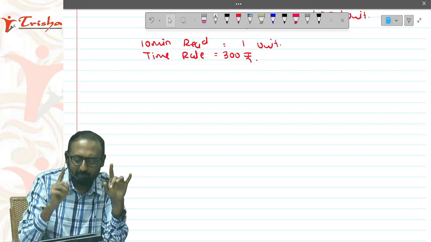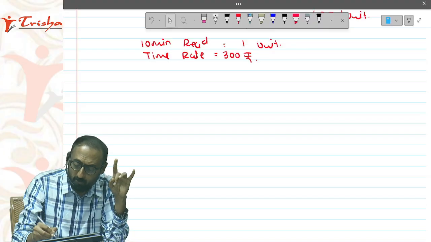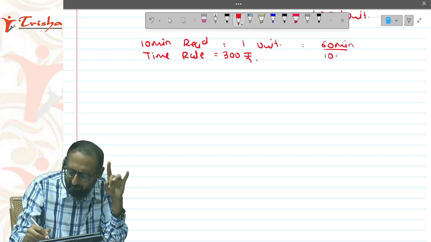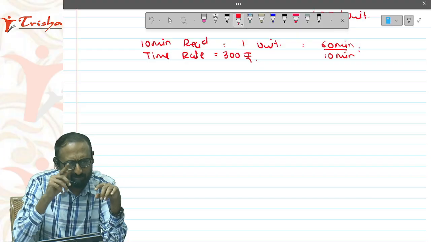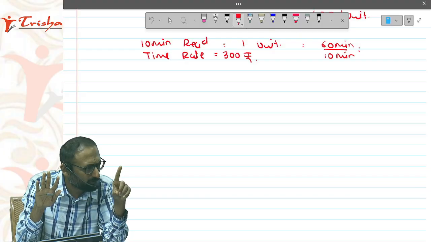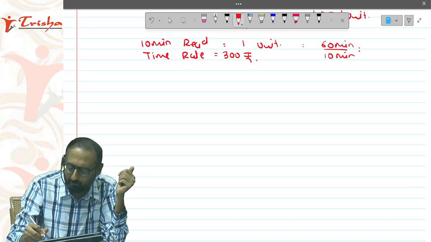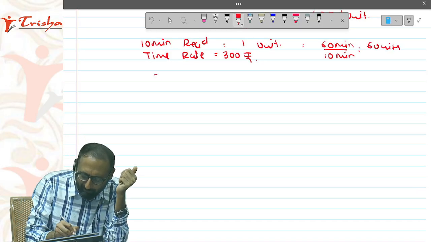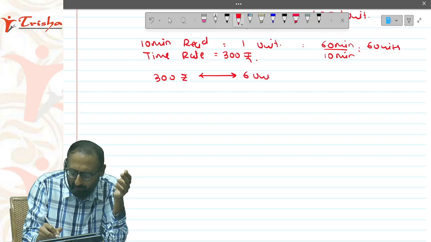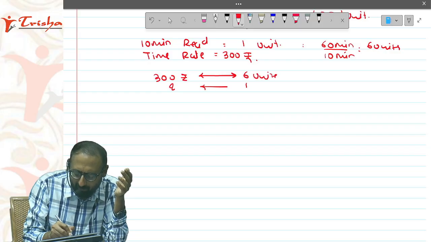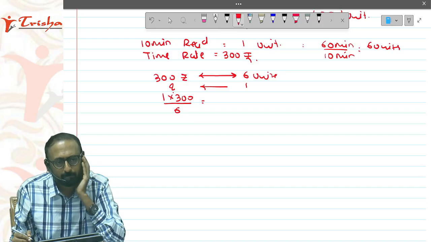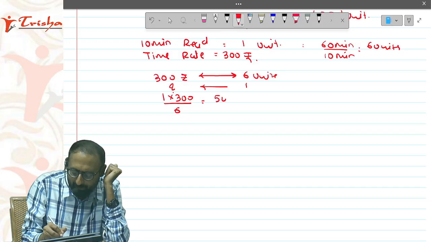Now, how 50 rupees? Very simple. 10 minutes is required for 1 unit, correct? So you'll have to check in 60 minutes how many units will be completed by that worker. First 10 minutes, first unit; 20 minutes, second unit; 30 minutes, third unit; 40 minutes, 4 units; 50 minutes, 5 units; 60 minutes, 6 units. So you are paying the worker 300 rupees and that worker is giving back to you 6 units. So for 1 unit, how much will be the piece rate? 1 multiplied by 300 divided by 6. Please tell me what will be your piece rate. Is it 50 rupees?